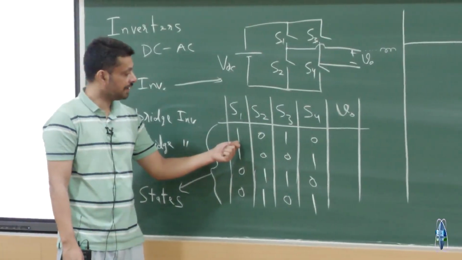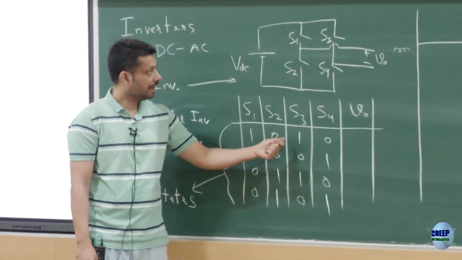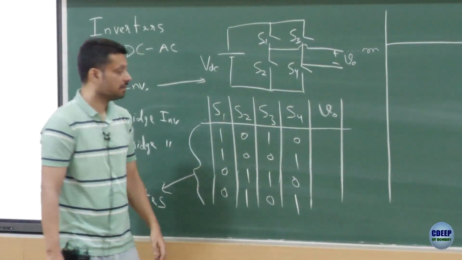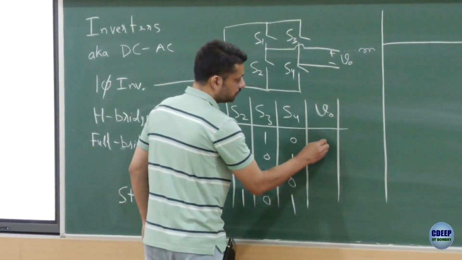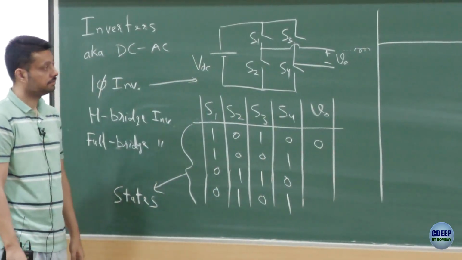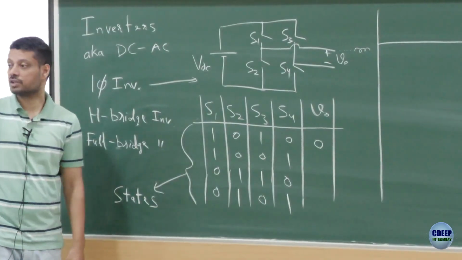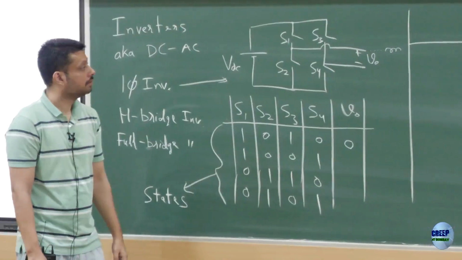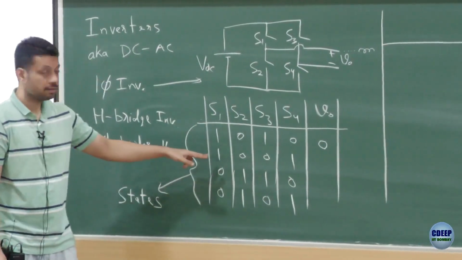So now, if S1 is on and S3 is on, what is V0? V0 is 0. Second state, what is V0? Second state, what is V0? VDC? Second state, 0 or VDC?